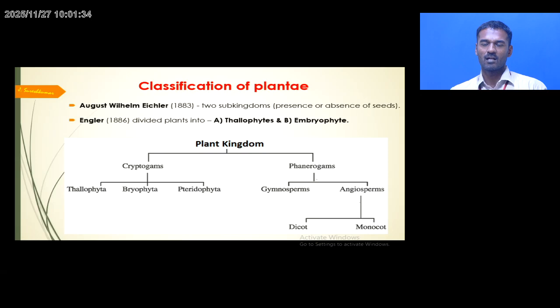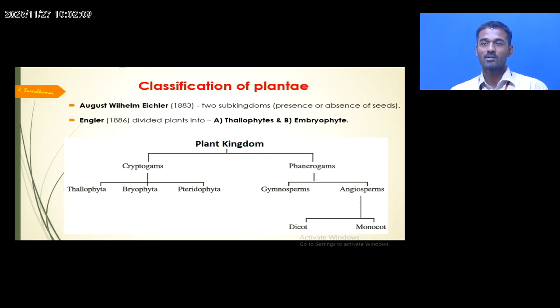For classification, we all know Linnaeus as the father of botany, and he described a large number of classifications. But today we follow Engler, 1883. He divided the plant classification system into two kinds: thallophytes and embryophytes. Thallophytes are known for their undifferentiated body structure. Embryophytes are mostly the seed plants.